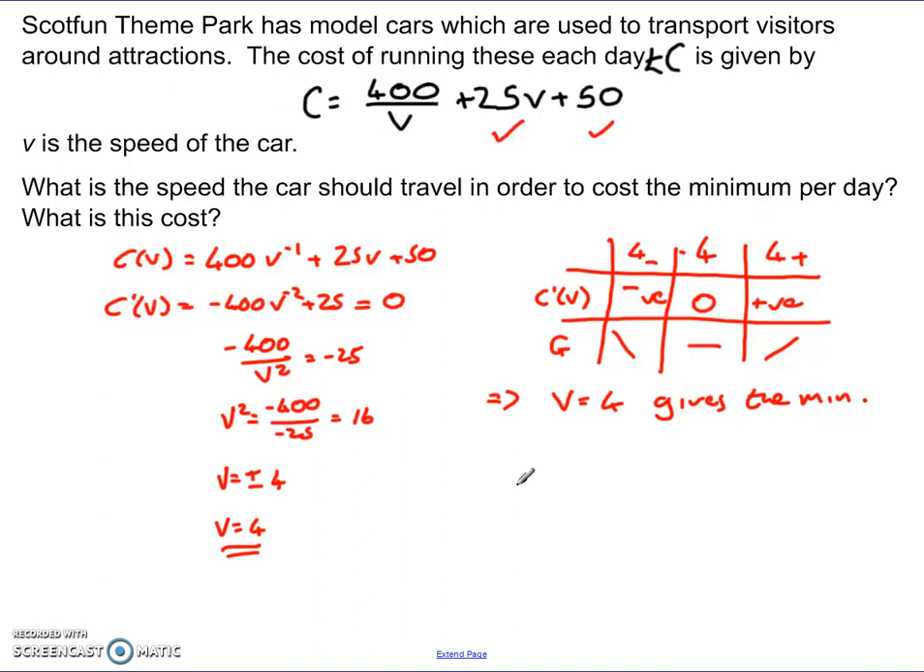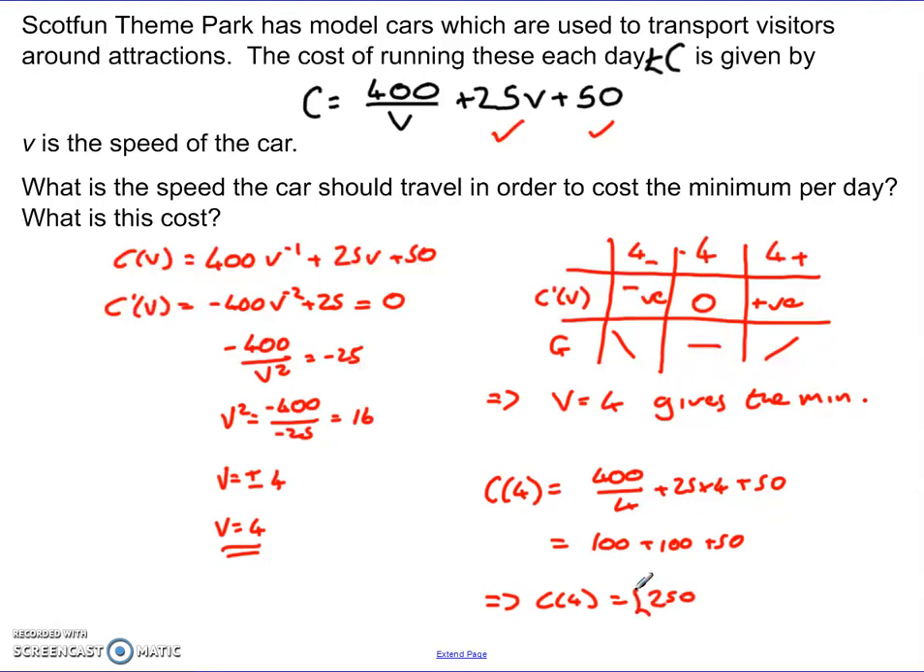What I can now do is substitute it in and calculate it. So my minimum cost is given by C of 4, which is 400 over 4 plus 25 times 4 plus 50. 400 over 4 is 100, so I've got 100 plus 100 plus 50. So therefore my minimum cost, C of 4, equals £250. That's the minimum cost of running these cars per day, if I run them at the speed V equals 4. That there is how we work a question like this, using the minimum to get the cost that we're after in this scenario.